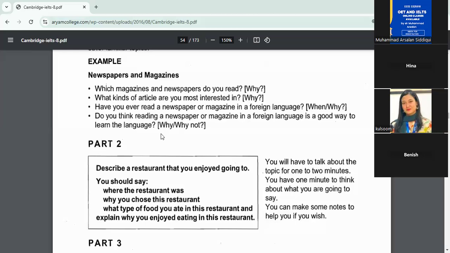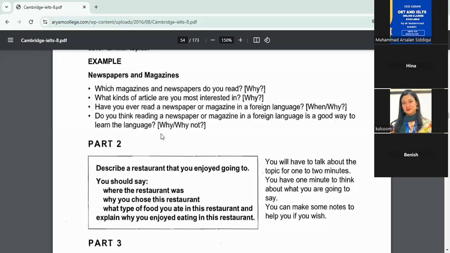Then she asks you, which magazines or newspapers do you read? Never ever feel hesitant if you don't read. Say that, no, I don't read. Give an alternative for that. And if you do read, that's fine. For example, yes, I do read a lot of magazines and newspapers, but my favorite is Jang, which is in my own language, Urdu.